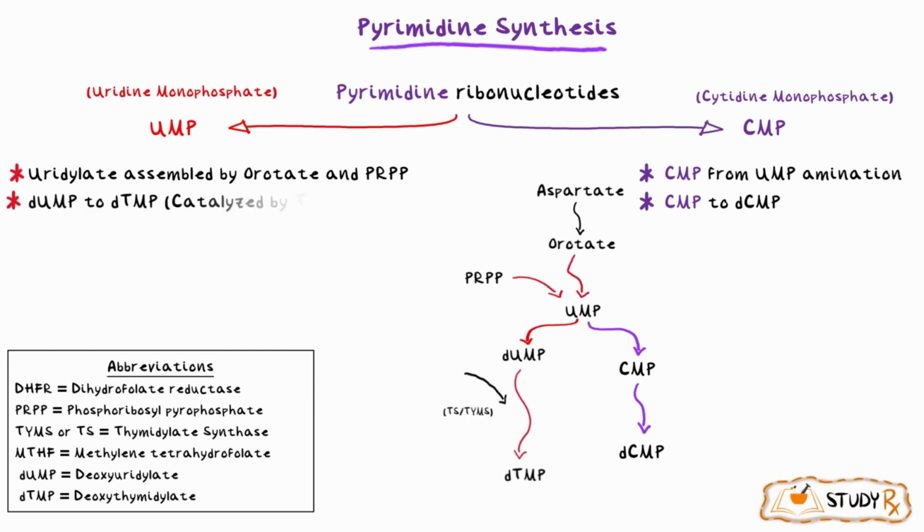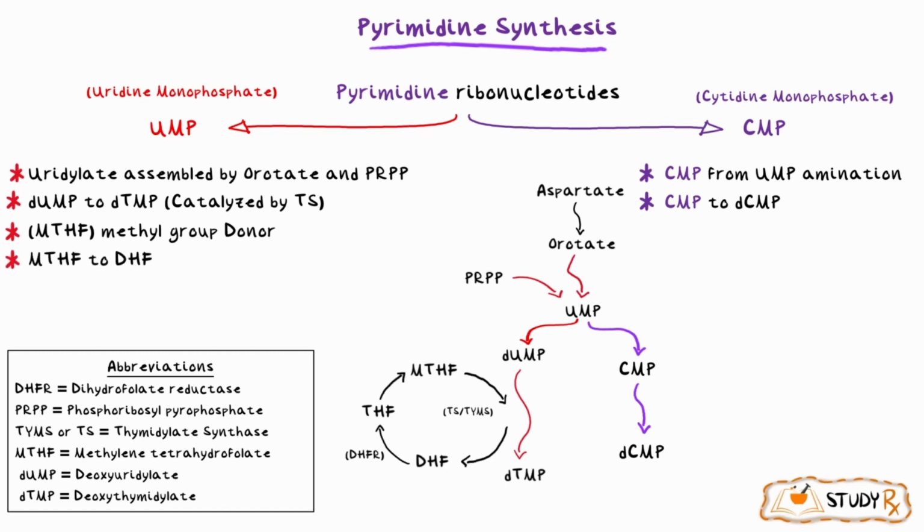dTMP comes from the methylation of dUMP, and this reaction is catalyzed by thymidylate synthase, which has the abbreviations TYMS or TS, with methylene tetrahydrofolate, MTHF, assisting as a methyl group donor. MTHF, the methyl group donor, will then be oxidized to dihydrofolate and then reduced to THF by DHF reductase, and this will be converted to MTHF. The conversion of dUMP to dTMP is important for DNA replication because an insufficient amount of dTMP leads to cell death.